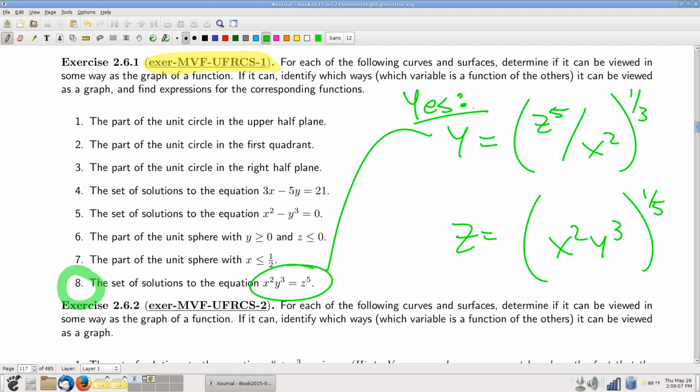Don't you have to do the test to see if it can be viewed as a graph? Well, you don't, because this is the answer to that test. I don't have to check the vertical line test, for example, because the vertical line test is just a way of asking, is it true that I get exactly one value of z for each value of x and y? And yes.